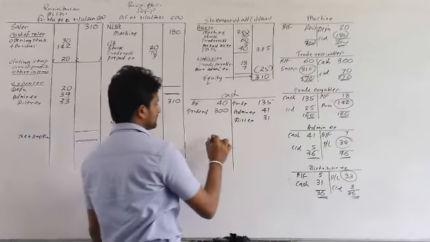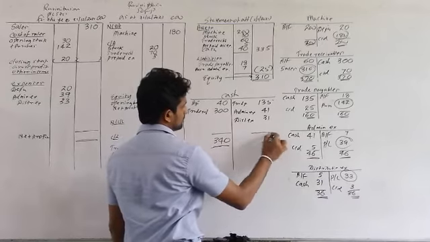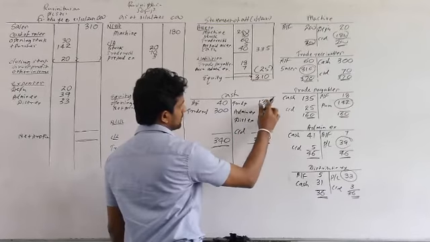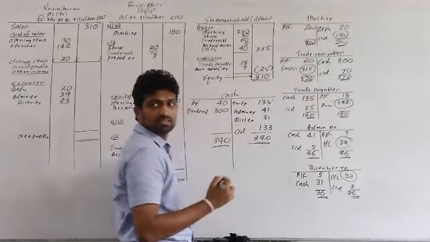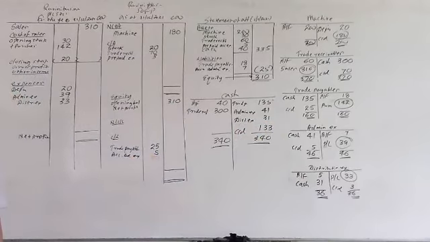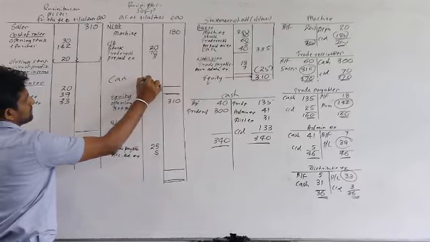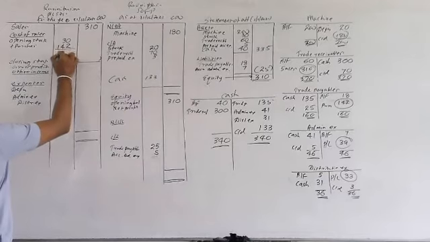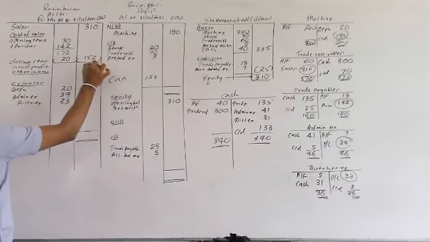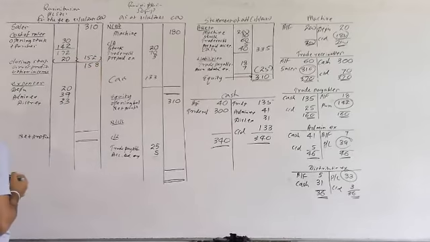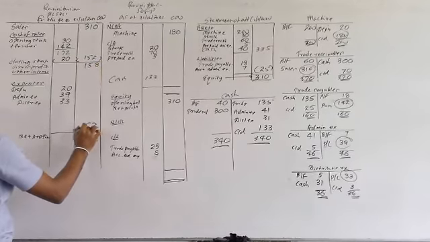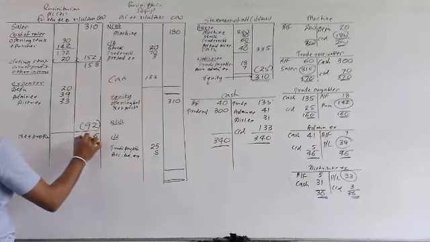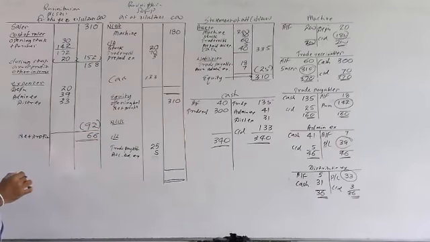Finally, balance the cash account. Cash balance 133. That's all right. Net profit 66. Yes.